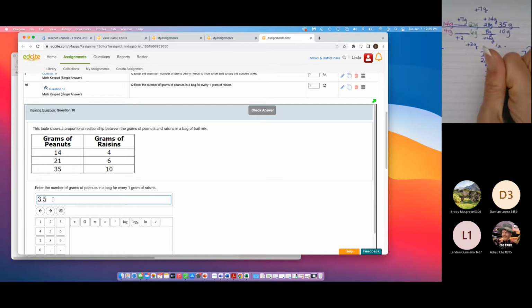So I identified my pattern. For every 7 grams of peanuts, I had 2 grams of raisins. So if my pattern was 7 to 2, in order to get to 1 gram of raisins, I had to divide both parts of the ratio by 2, right? Because 2 divided by 2 equals 1. So I have 7 grams of peanuts for every 2 grams of raisins. So 7 divided by 2 is equal to 3.5, giving me 3.5 grams of peanuts for every 1 gram of raisins. So my answer to number 10 is 3.5.